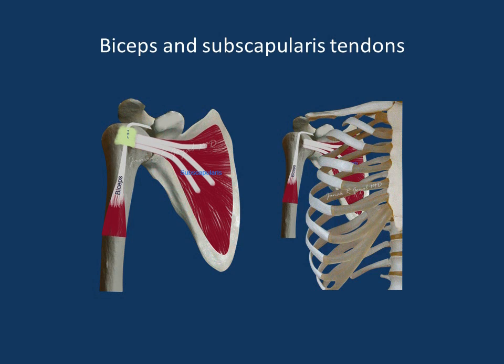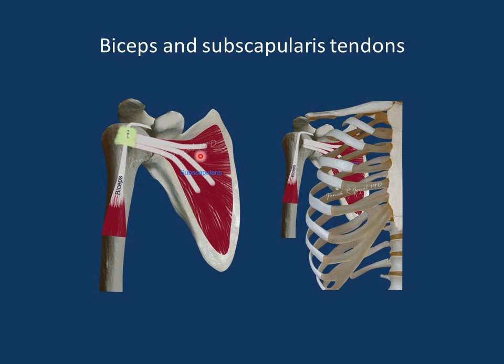The long head of the biceps and subscapularis tendon are routinely examined while performing sonographic examination on the anterior shoulder. The long head of the biceps takes origin from the supraglenoid tubercle within the joint capsule and is enclosed in the synovial sheath, which is a prolongation of the synovial lining of the glenohumeral joint, and it passes over the head of the humerus through the intertubercular groove where it is retained by the transverse humeral ligament.